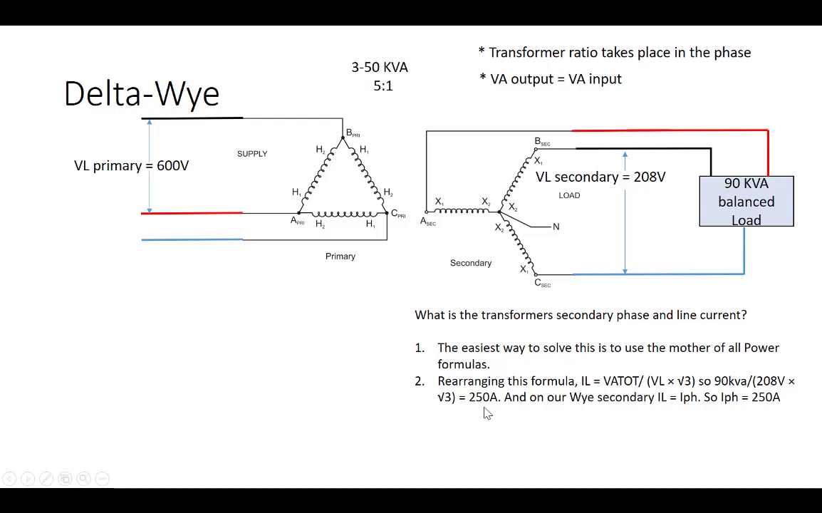And if that is our line current on the secondary, with a Y secondary, if it's supplying that line current to the load, the phase current equals the line current, so the phase current would also be 250 amps.